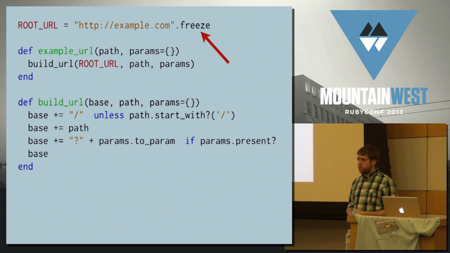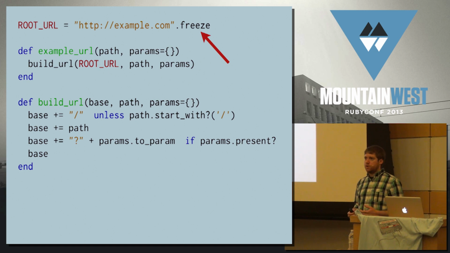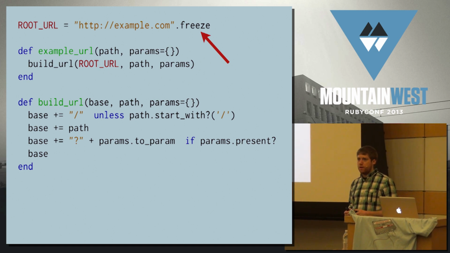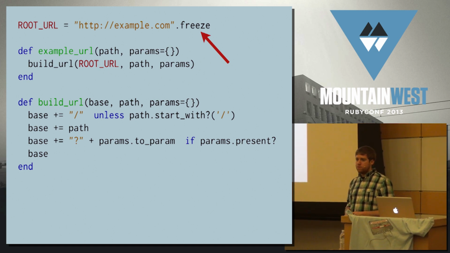And I think this is a pattern that you should be using for configuration and constants and things like that you plan on never ever being modified, just to make sure that when it gets passed around, maybe nine methods down a call stack, someone doesn't realize that the string was supposed to be immutable.